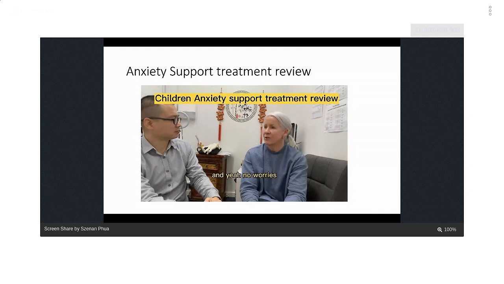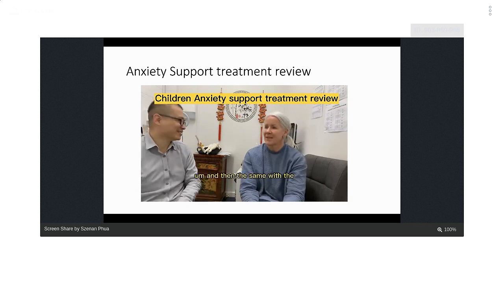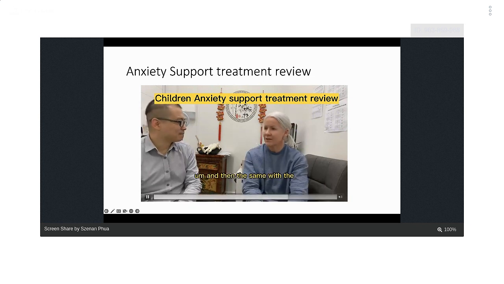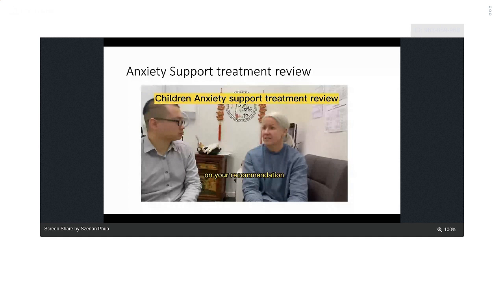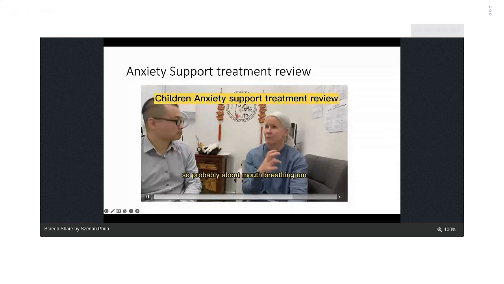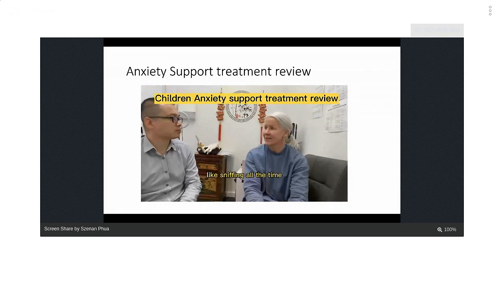No worries with going to school, even on some of the rainy days that we've had. He still hopped out of the car. And then the same with the sinus issue: on your recommendation we made a few changes in terms of dietary stuff as well, and there's definitely less, still probably a bit of mouth breathing, but not as much sniffing.